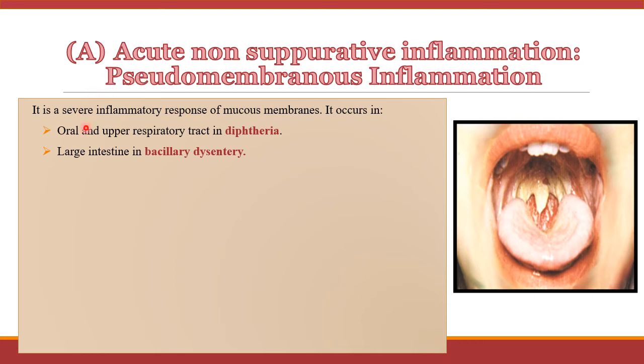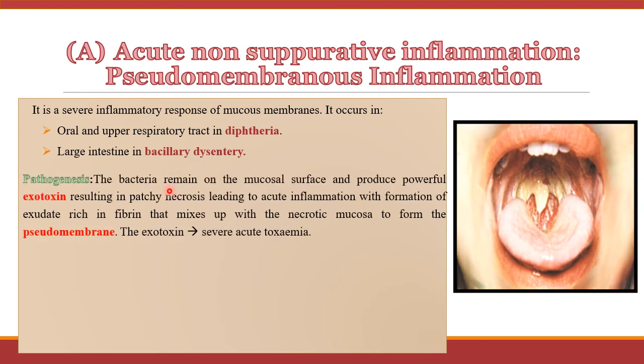So this is actually one of the very severe inflammatory responses of the mucous membranes. It happens commonly with two main organisms: the diphtheria organism, infecting the oral and upper respiratory tract, and another organism called Shigella that affects the large intestine in a disease called bacillary dysentery. It's called bacillary because of the Shigella bacilli. This is the causative agent. So in those two diseases, we see the pseudomembrane formation.